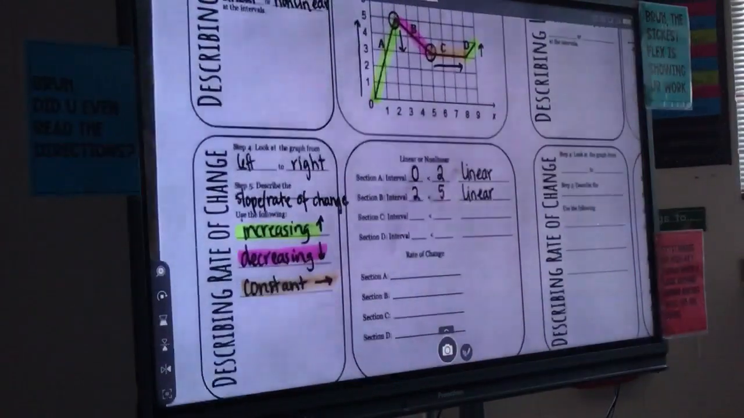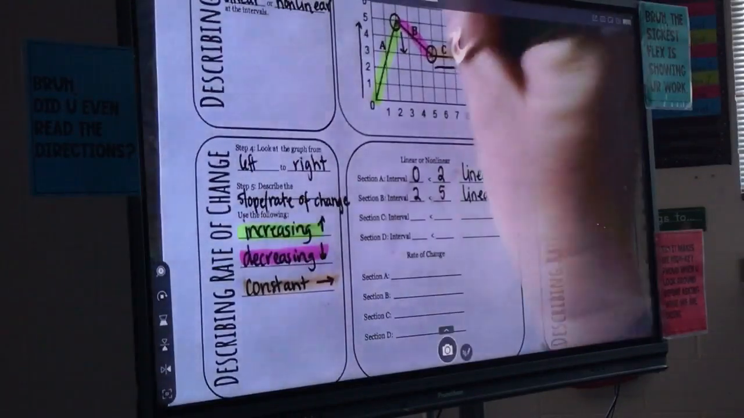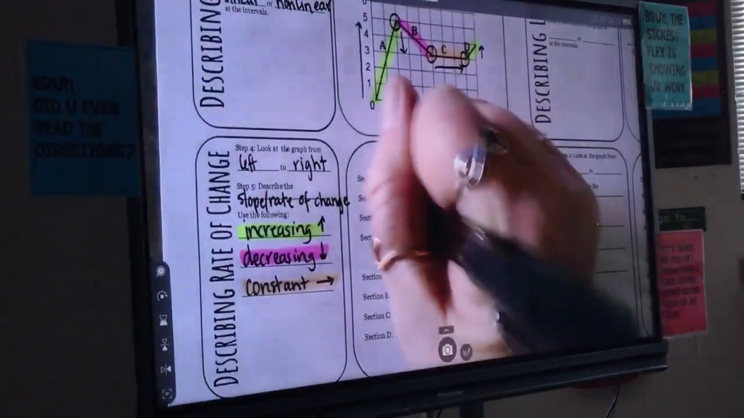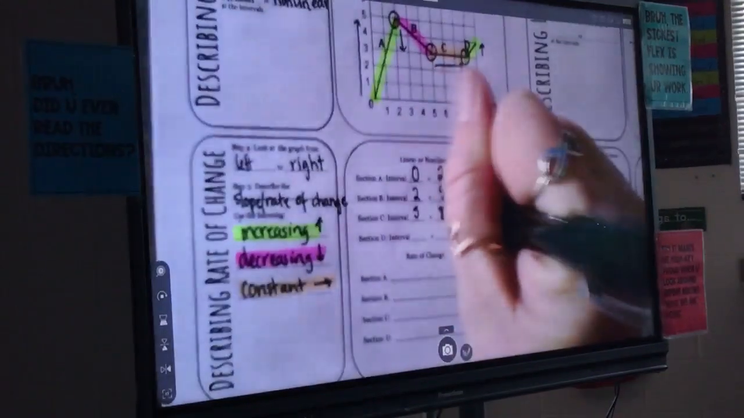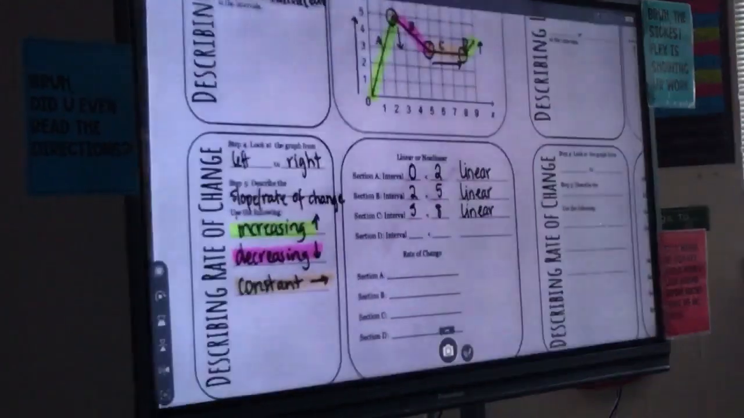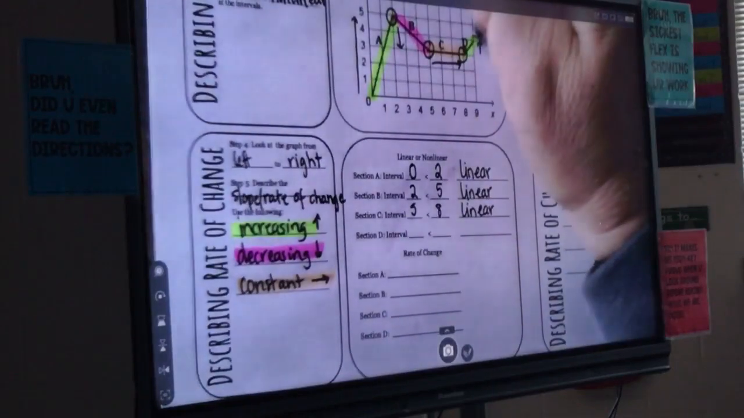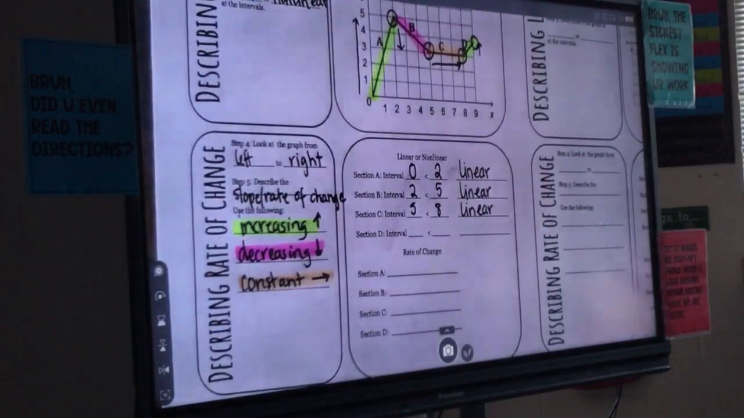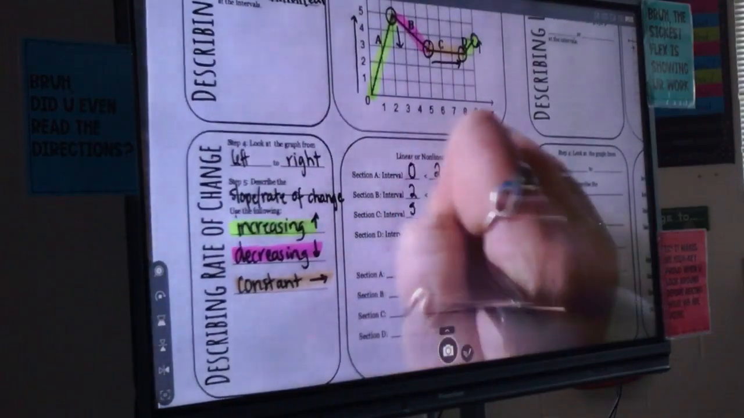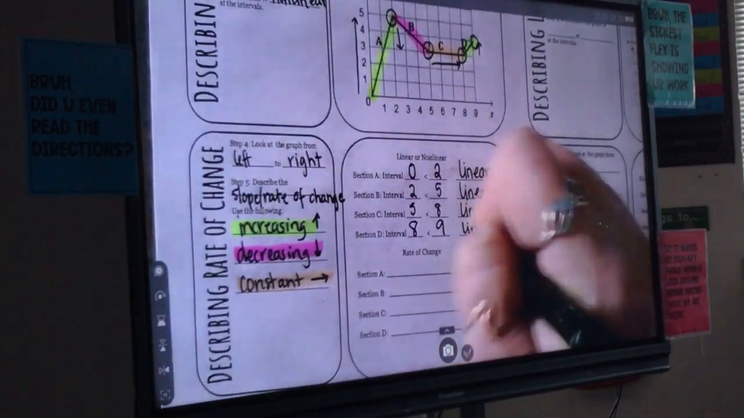Bash. Where do we start? Where do we end? We start at 5 and end at 8. Okay. It's linear. How do you know? Because it's a straight line. Okay. And the last one. Nico. Start 8 and end at 9. And it's linear. How do you know? It's a straight line. All right.